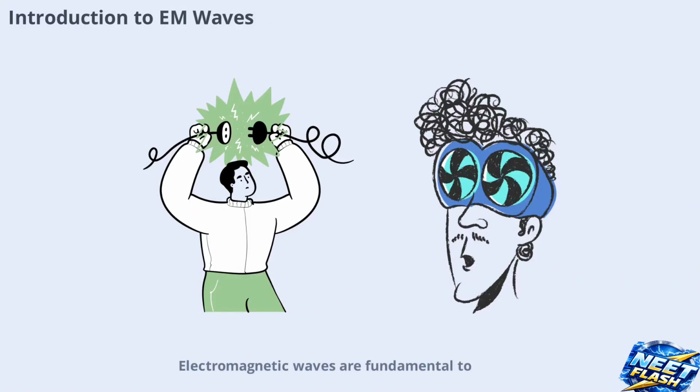Electromagnetic waves are fundamental to our understanding of physics and technology. They are responsible for everything from radio transmissions to visible light and even X-rays. In this video, we'll explore how electromagnetic waves are generated, their properties, and their wide-ranging applications.